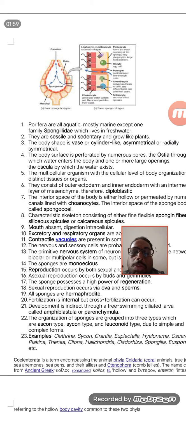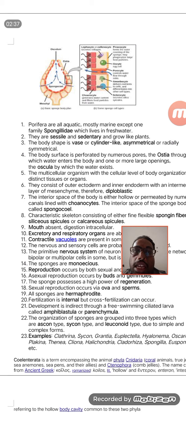That means these poriferans are aquatic and mostly marine. Marine means they are found in salt water, and only one species we can see in fresh water. And they are sessile or sedentary. That means in the larval stage they will move, but in the adult they are sedentary in nature. Their body is vase-shaped or cylindrical, asymmetrical or radially symmetrical. That is very easy to understand from the diagram.